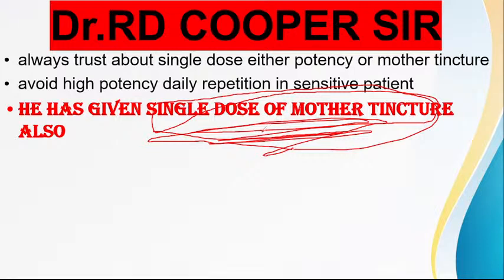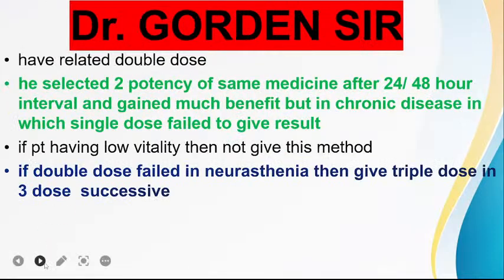Dr. Cooper sir also said that he basically avoided high potency repetitions in sensitive patients, because if the patient is sensitive, he will easily start to prove that medicine. The proving will happen very easily in that patient. So whenever your patient is very sensitive or hypersensitive, do not repeat the medicine too much.